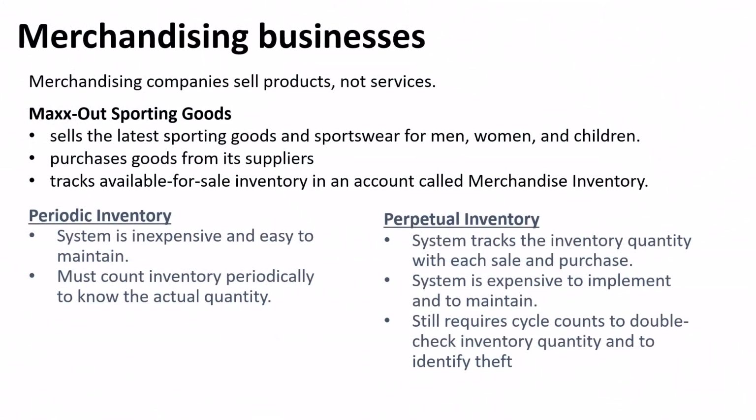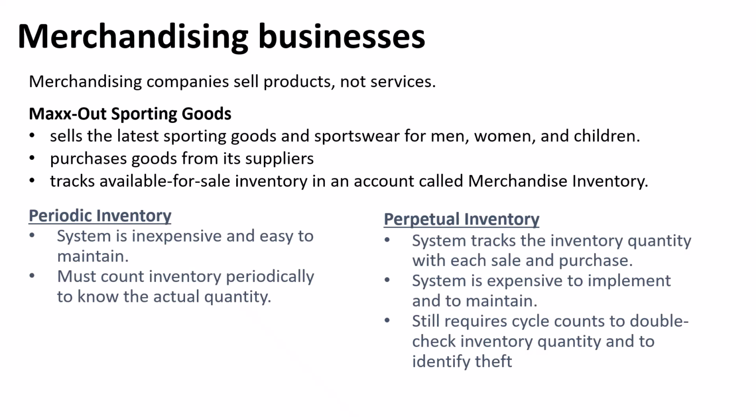We'll be using our textbook example of Max Out Sporting Goods, which sells the latest sporting goods and sportswear for men, women, and children. It's a retail business, and Max Ferrero is the sole proprietor of the firm.